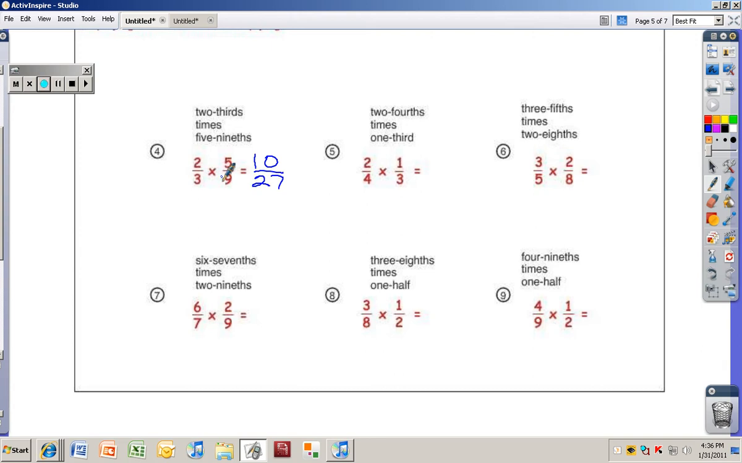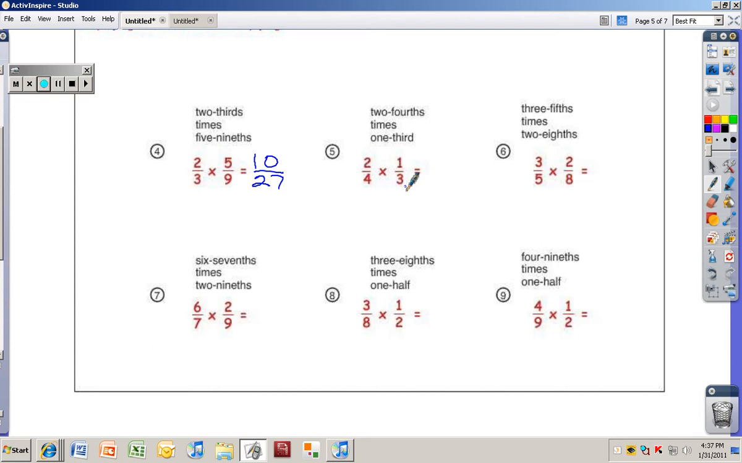Now, if you didn't understand the idea of cross-reducing, you'd look at 10/27s and probably have to think for a few minutes, I wonder if I can reduce this. But you know, those numbers are so large, you might think, wow, there's got to be a way to reduce these here. Okay, how about 4 and 1? Can I cross-reduce that? No. 2 and 3? No.